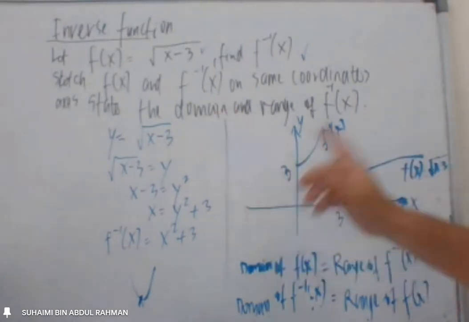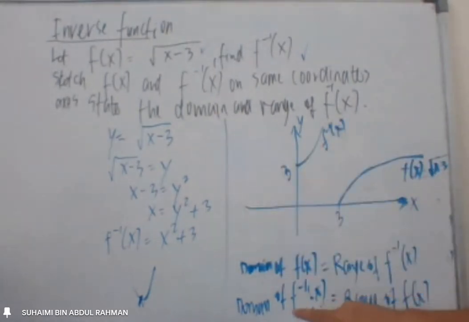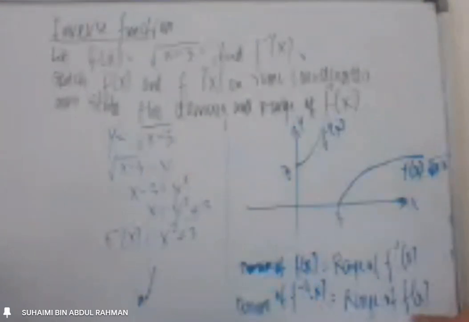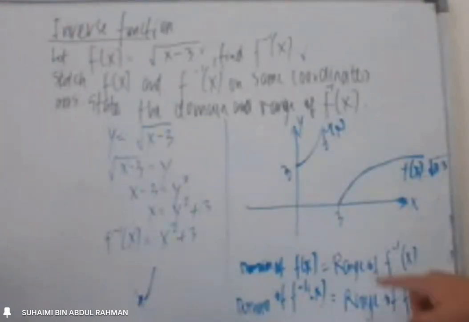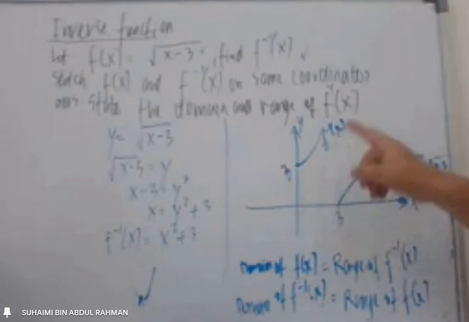Why do we need to remove it? Because remember that the domain of the inverse is the range of the function. So in order for us to know the domain of the inverse, look at the range of the function. The range of the function is 3 to infinity. That's the domain of the inverse.